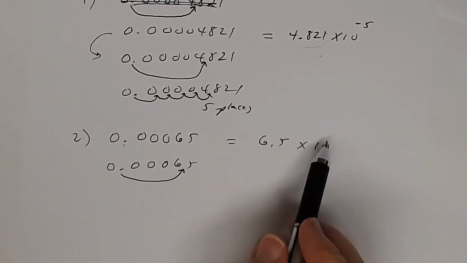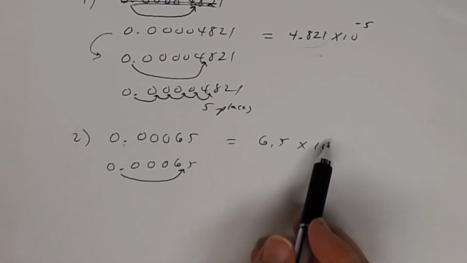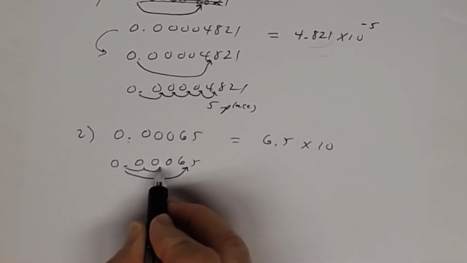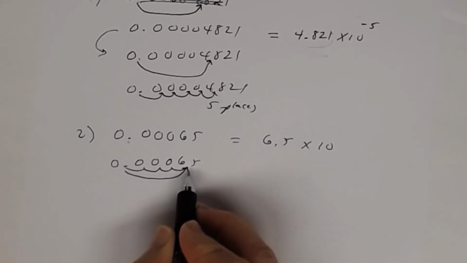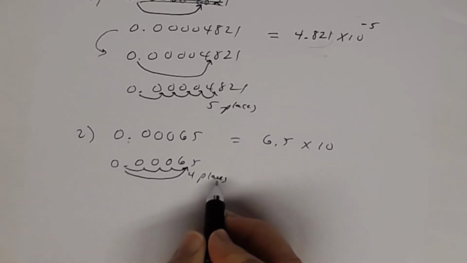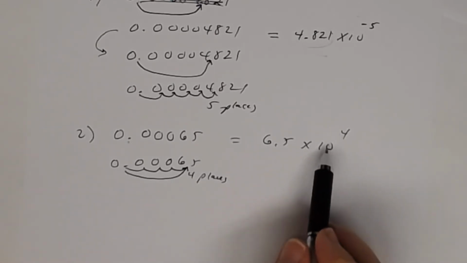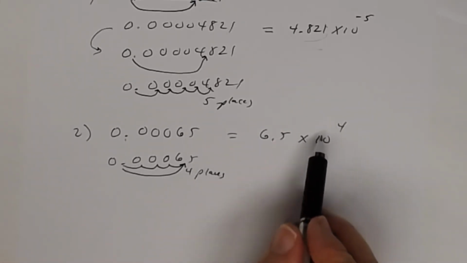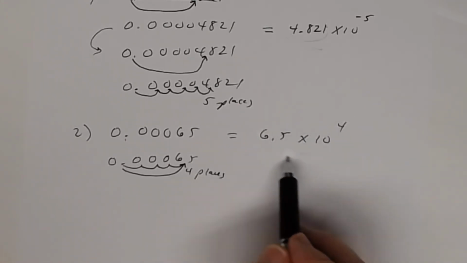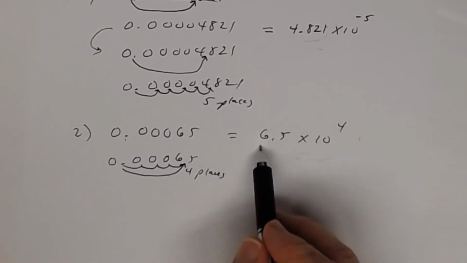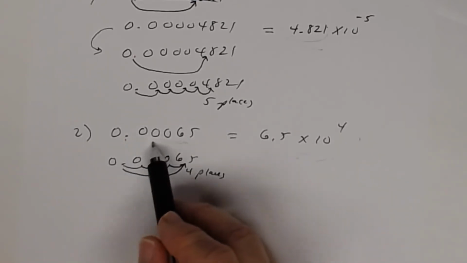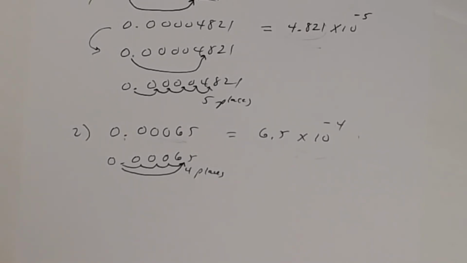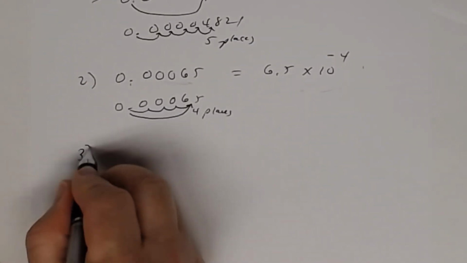Now, that exponent. Our first thought is: how many places did I move the decimal point? I moved it 1, 2, 3, 4 places. So this is a 4. Now think: am I going to leave it as a positive 4 or is it really a negative 4? If it's a positive 4, then what I have here has to be bigger than 6.5, and it's not. This number is less than 6.5, so I've got to make it a negative 4.